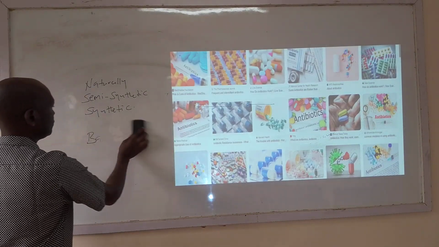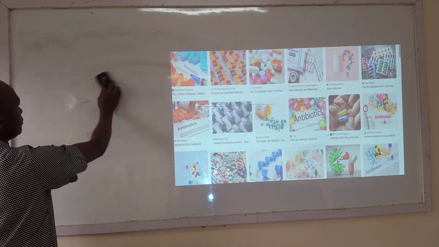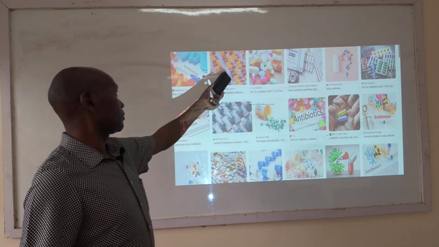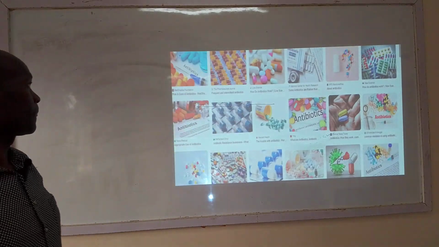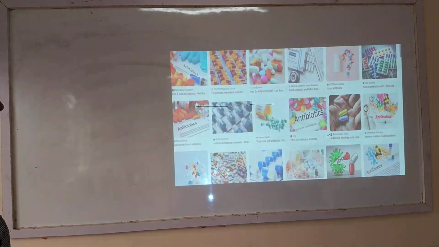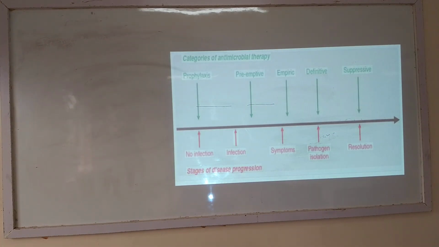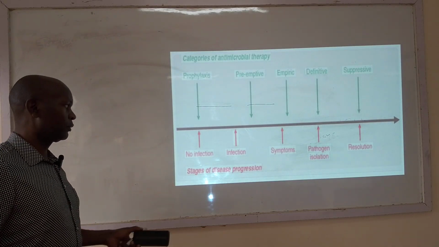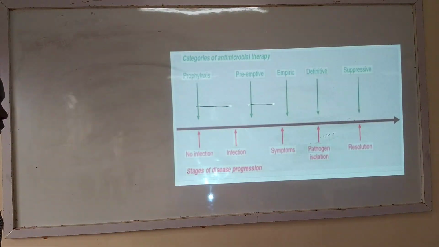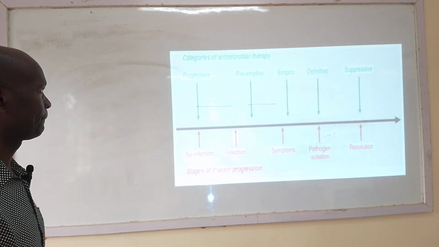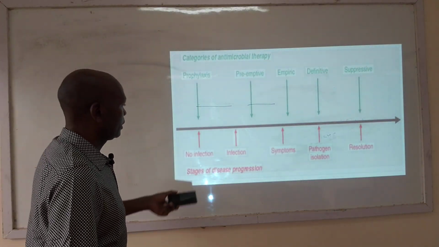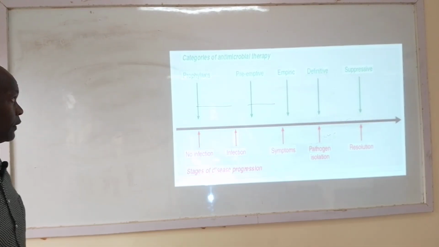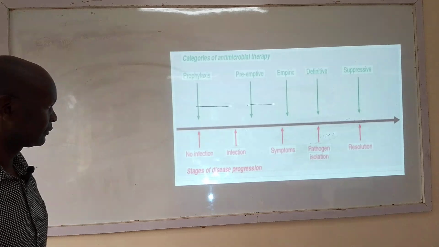Here is a diagram. We'll just show some examples of antibiotics. From a distance you can see this looks like amoxicillin. So these are just various types of antibiotics. We have categories of antimicrobial therapy against stages of disease progression in this diagram here. When antibiotics are used to prevent an infection, that category of therapy is known as prophylaxis.